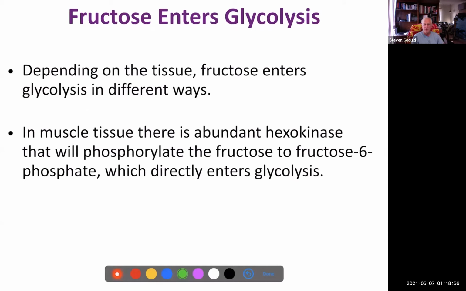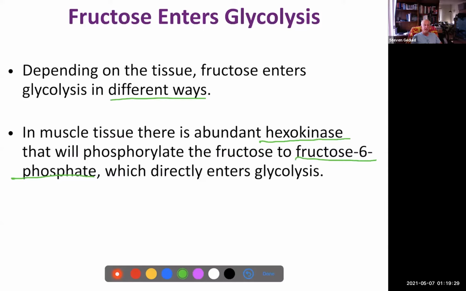Fructose glycolysis. The other one was glucose. So in fructose glycolysis, it's similar. Depending on the tissue, where it is, what enzymes there are, fructose enters glycolysis in a different way. Because you already have the fructose, you don't have to form a fructose 6-phosphate. So in muscle tissues, there is an abundance of hexokinase, the enzyme that will phosphorylate the fructose to fructose 6-phosphate. So in muscle cells, we can go to fructose 6-phosphate directly from fructose.